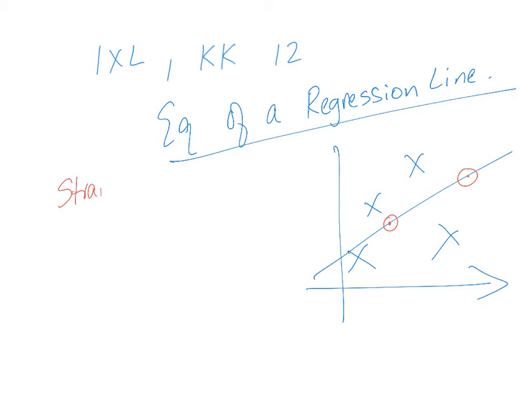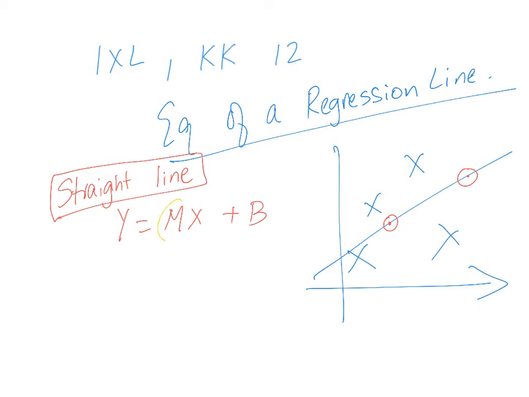If you recall from straight lines and their equations, we know that any straight line has this general form, y is equal to mx plus b, where m is the slope and b is the y-intercept, which would be this point right here. This is b, okay? Sometimes this value is given to you, sometimes you have to figure it out. And the slope is right here.